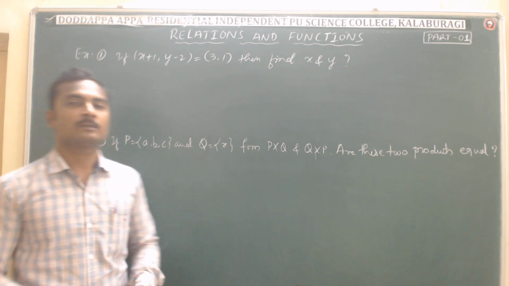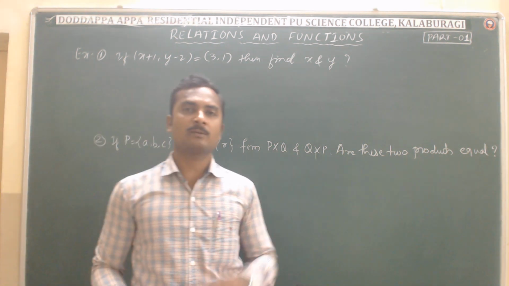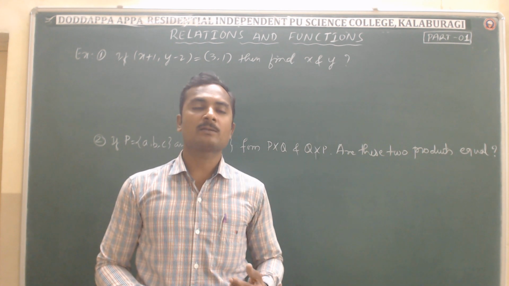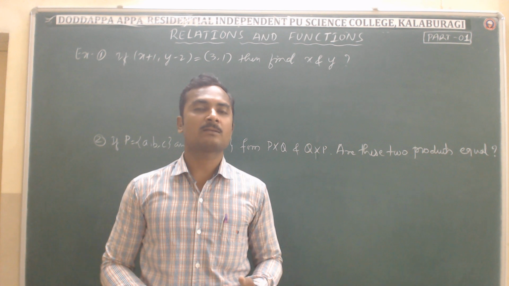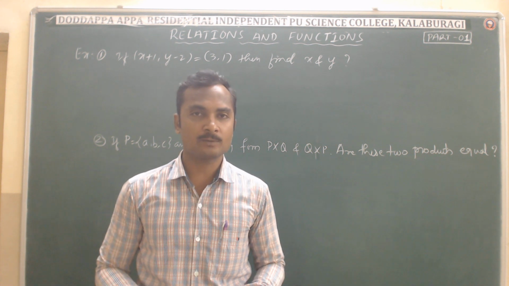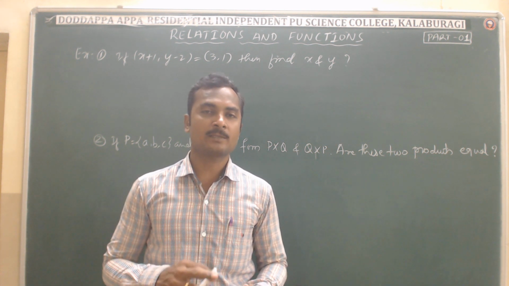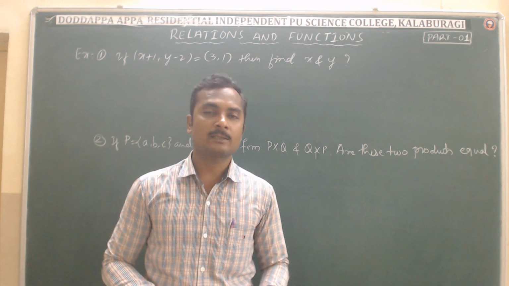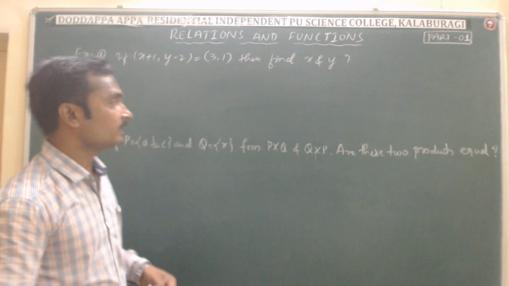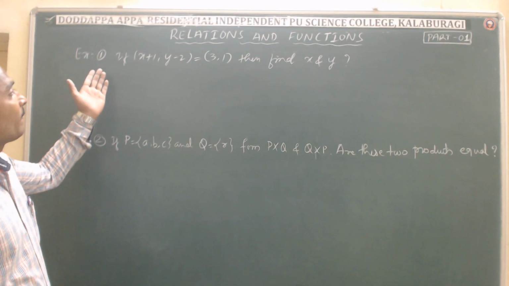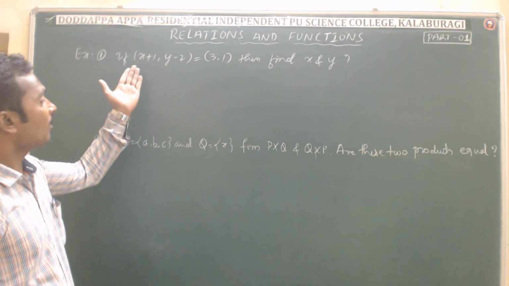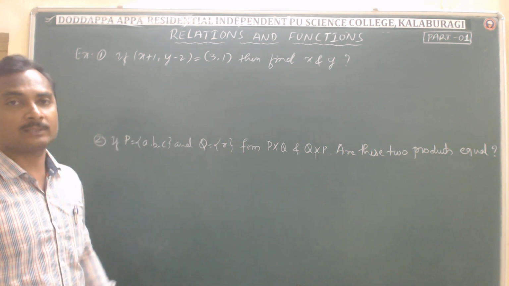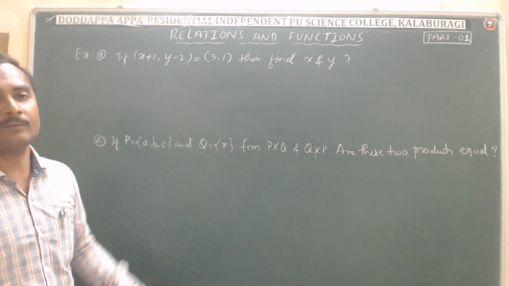Okay students, so let us solve some problems based on these concepts. Based on the definition of the ordered pair, the ordered triplet, the Cartesian product of two sets, and the Cartesian triple product. Now we will try to solve some examples. First one: if the ordered pair (x + 1, y - 2) equals the ordered pair (3, 1), then find the value of x and y.